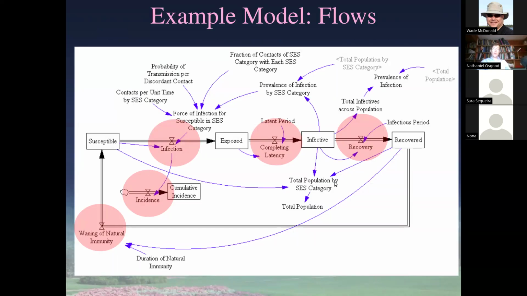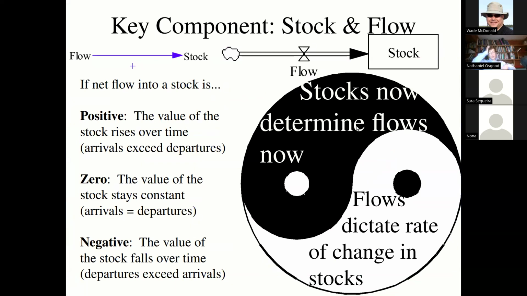So remember, as I've said earlier in the boot camp, the flows are like the verbs and the stocks are like the nouns. The verbs are where the action is, but the values of the verbs depend on the values of the stocks. The values that these take on depend on how many people are in each stock. So the stocks now determine the flows now, but the flows dictate the change, the evolution of the stocks over the next little bit.